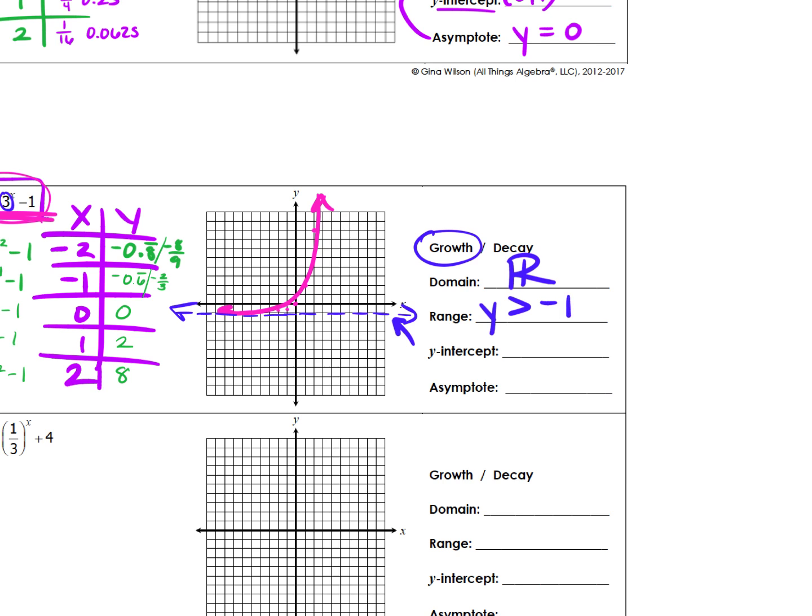What's your y-intercept? Where did we hit the y-axis? At 0. So your y-intercept is 0, 0. Like I said, it will always be that 0 whatever. And then your asymptote, what should that be? y equals -1. So these two will always be the same, but the range will be an inequality. The asymptote will be the equation for that inequality.